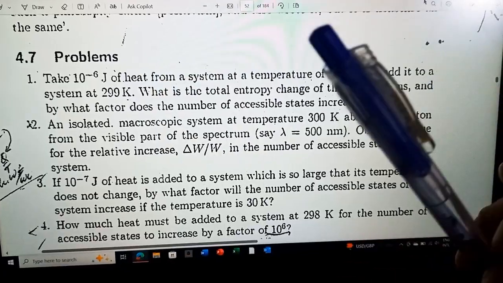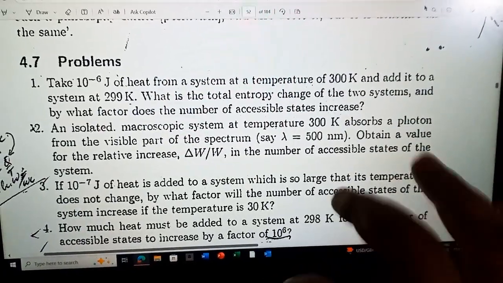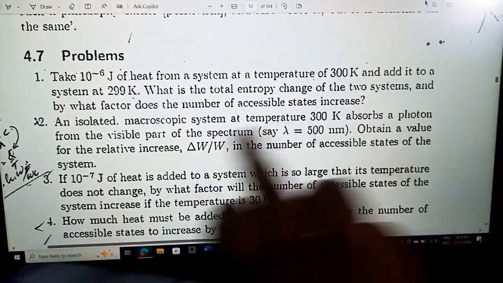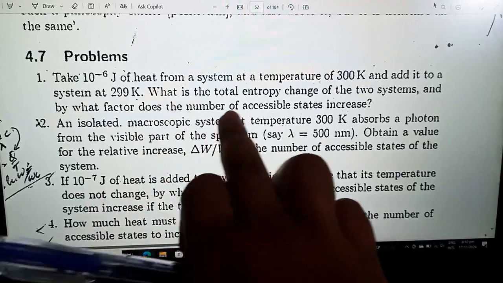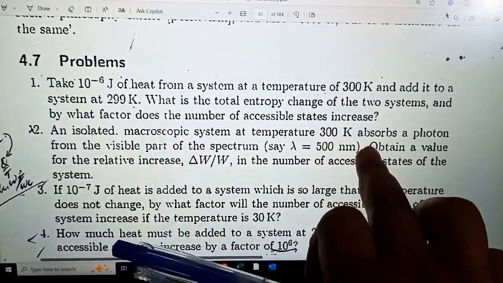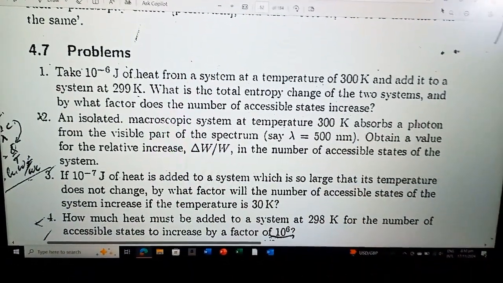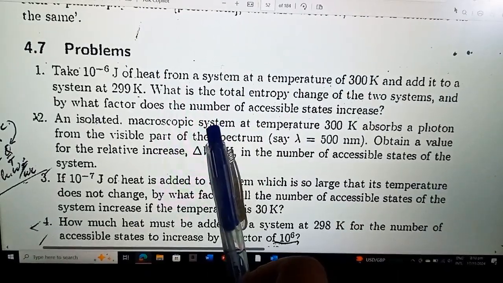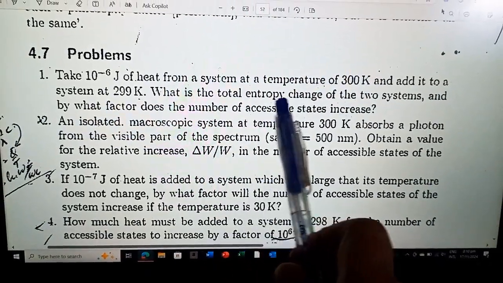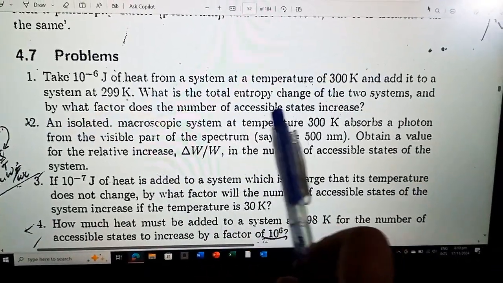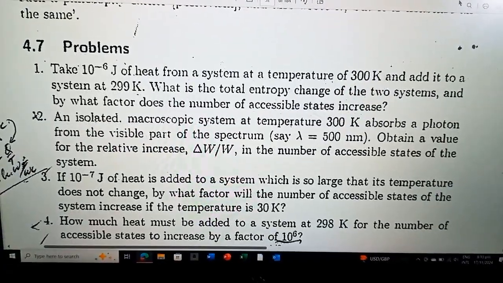So we have to find out the total entropy change in this process, and by what factor the number of accessible states increases. There are two things that we have to calculate here. The first thing is the total entropy change, and the second thing is the number of accessible states. Let's see how we can do that.